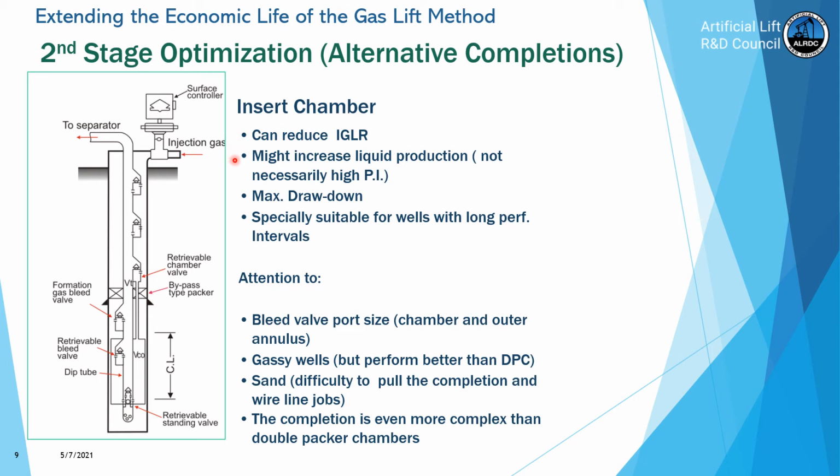Now you will have an increase in production, and not necessarily in very high PIs. In fact, with this type of completion, you can really reach 200 or 300% increase in production. Of course, the chamber has to be below the top of the perforation, and this has to be a long perforated interval or maybe a long rat hole. Now, you should be able to drastically increase the liquid production, because this type of arrangement generates the maximum drawdown, and it is especially suitable for wells with long perforated intervals.